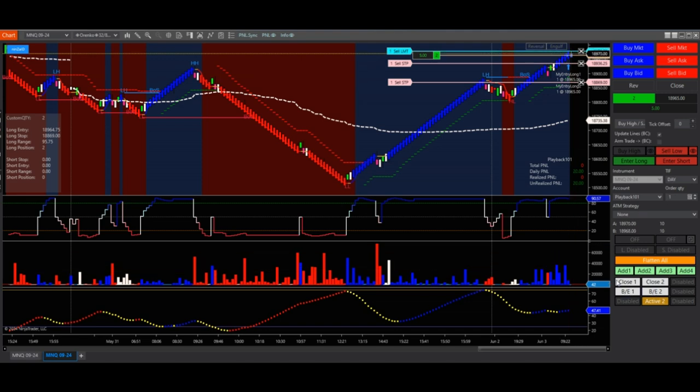Sometimes what I'll do is, you can see here, if I'm in a profit, I can actually press this button here, and then this stop loss will move to break even. But I'm not going to do that because I'm right there, so I'll get stopped out. So I'm just going to give it a little bit of room.